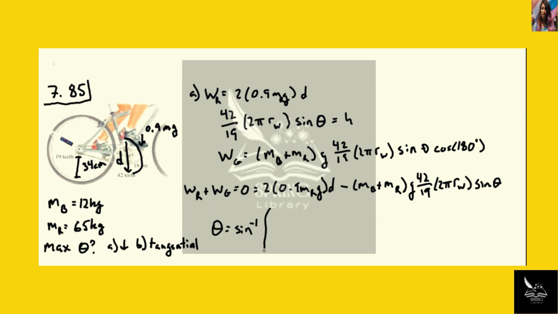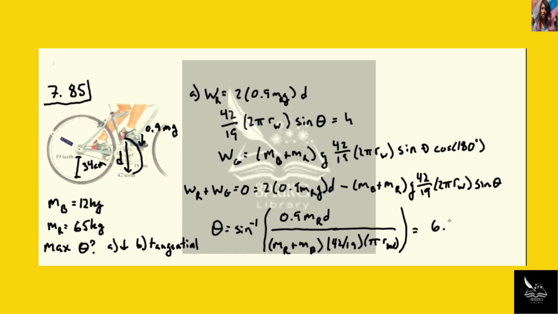So that's going to be the arc sine of 0.9 times the mass of the rider times d, over the sum of the rider and bike masses, times 42/19, times pi times the wheel radius. And so this is 6.7 degrees.